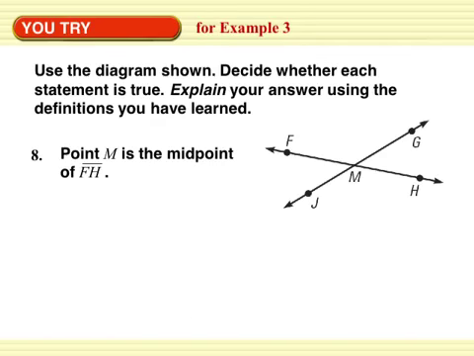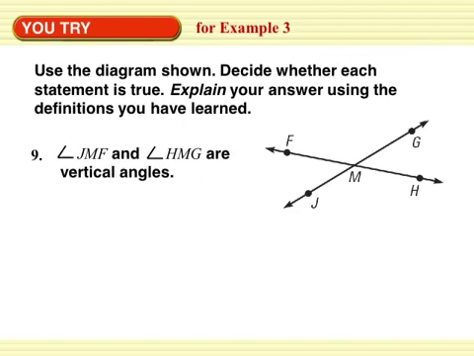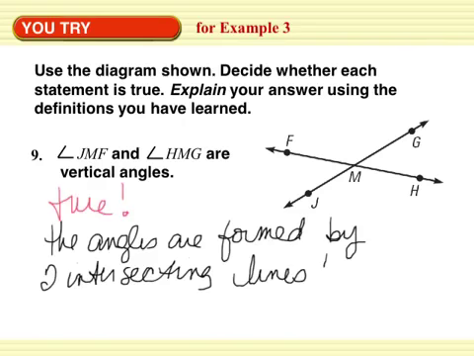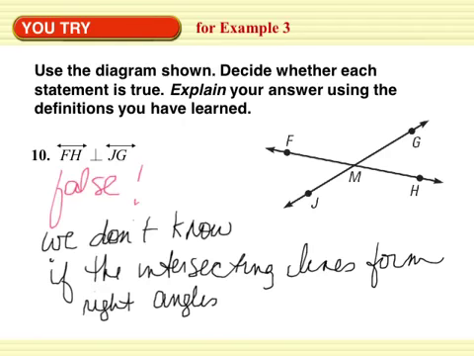This is another you try, push pause. This one's false. We don't know the measures of line segment FM or line segment MH, so we don't know if these are equal or not. Okay, so we don't know if that's the midpoint. Another you try, push pause. True. Those two angles listed are formed by two intersecting lines. Last you try. Go ahead and try it. There you go. Moving on.